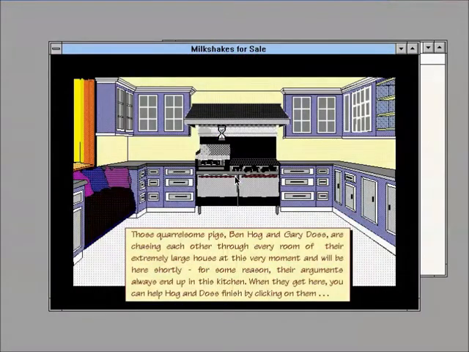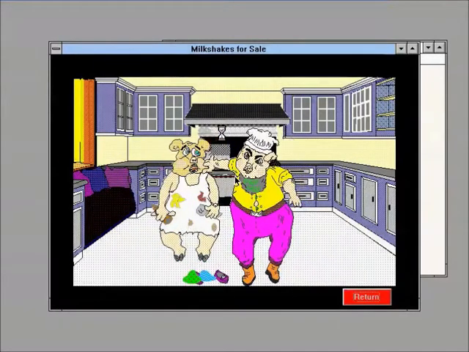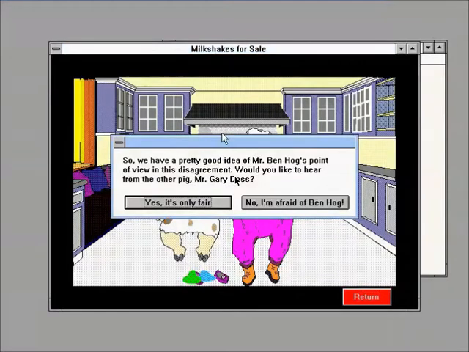These quarrelsome pigs, Ben Hogg and Gary Doss, are chasing each other through every room in the extremely large. So we have a pretty good idea of Mr. Ben Hogg's point of view in this disagreement. Would you like to hear the other pig, Mr. Gary Doss?